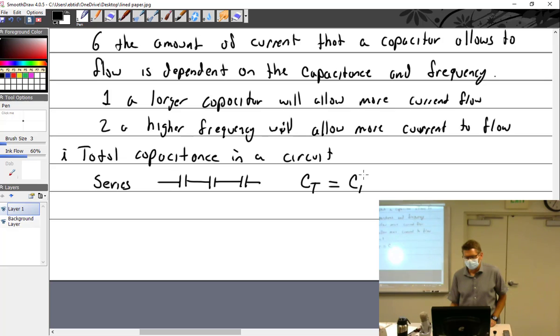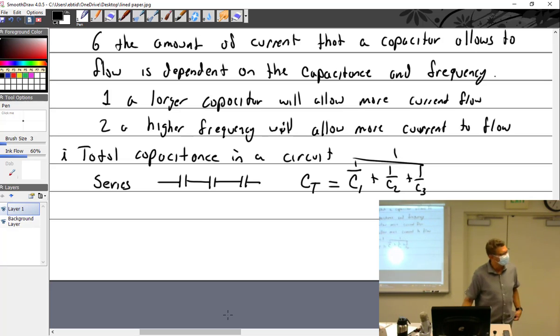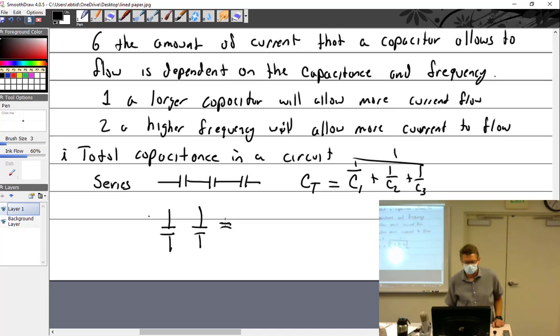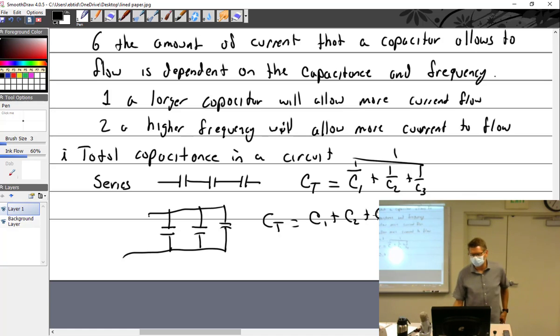1 over 1 over C1 plus 1 over C2 plus 1 over C3. What? No, what is that? It's like resistance. It's resistance, but it's the opposite. Now, why would they? Okay, and if we look at parallel, it's going to be C total equals C1 plus C2 plus C3. The heck you say? Why is that?